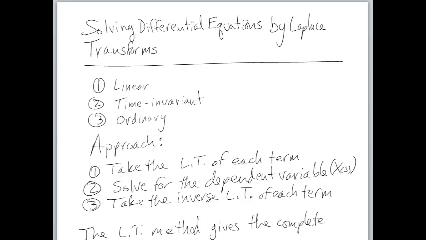The first is to take the Laplace transform of each term. The second is to solve for the dependent variable, for example, x of s or f of s. And generally you do that with algebra. And then the third step is to take the inverse Laplace transform of each term. Now, to get the equation into a form that you can take the inverse Laplace transform of each term, you may have to do a partial fractions expansion.